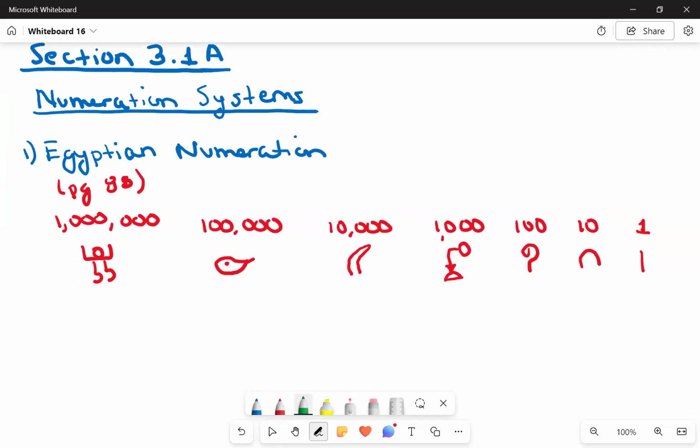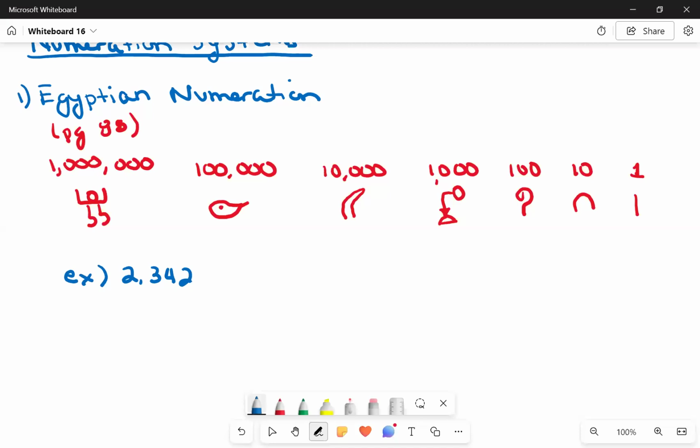So each of these symbols represents its weight as that. So 2 astonished men, this first category, I think that's what they call it, the astonished man, is 2,000,000. Okay, and that's what that represents. So let me go ahead and give an example. Let's say we wanted to write the number 2,342 using this system. Okay, so the first thing we would do is we would start with 2 1,000s, which are 2 of those flowers. All right, and another one.